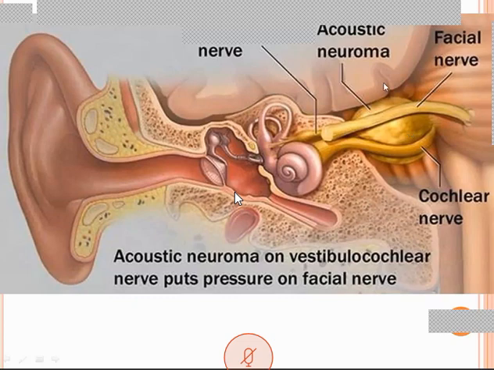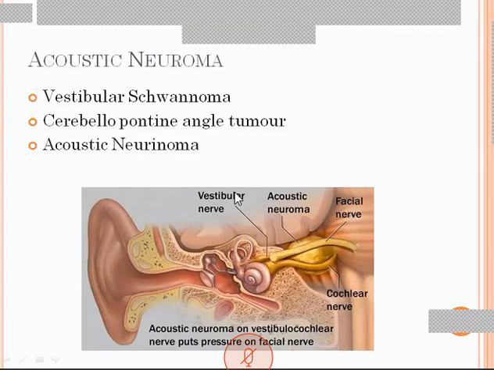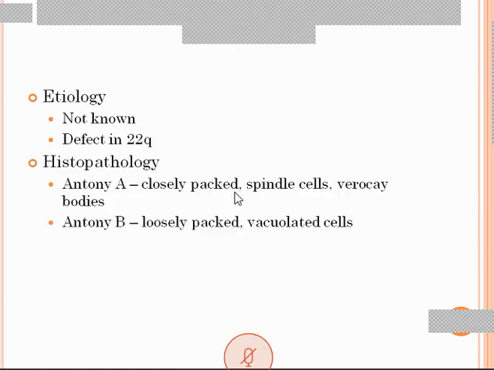This is the pons. So there are three types, called vestibular schwannoma, also called cerebellopontine angle tumor, also called acoustic neuroma. Etiology is usually not known, maybe because of a defect in the 22q part of the chromosome.